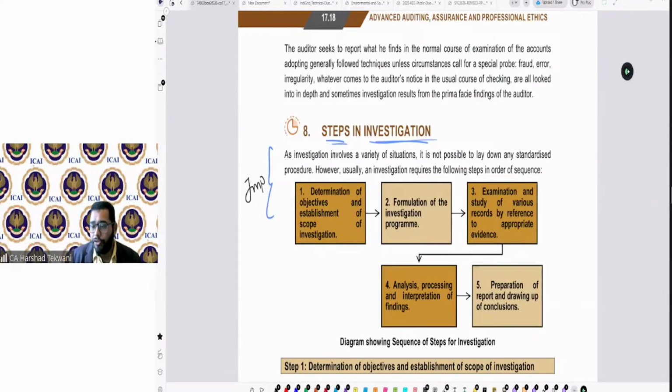Can both statutory and non-statutory investigation provide 100% assurance about the subject matter? Yes, they can provide 100% assurance. Any doubt with respect to the investigation? Any doubt?